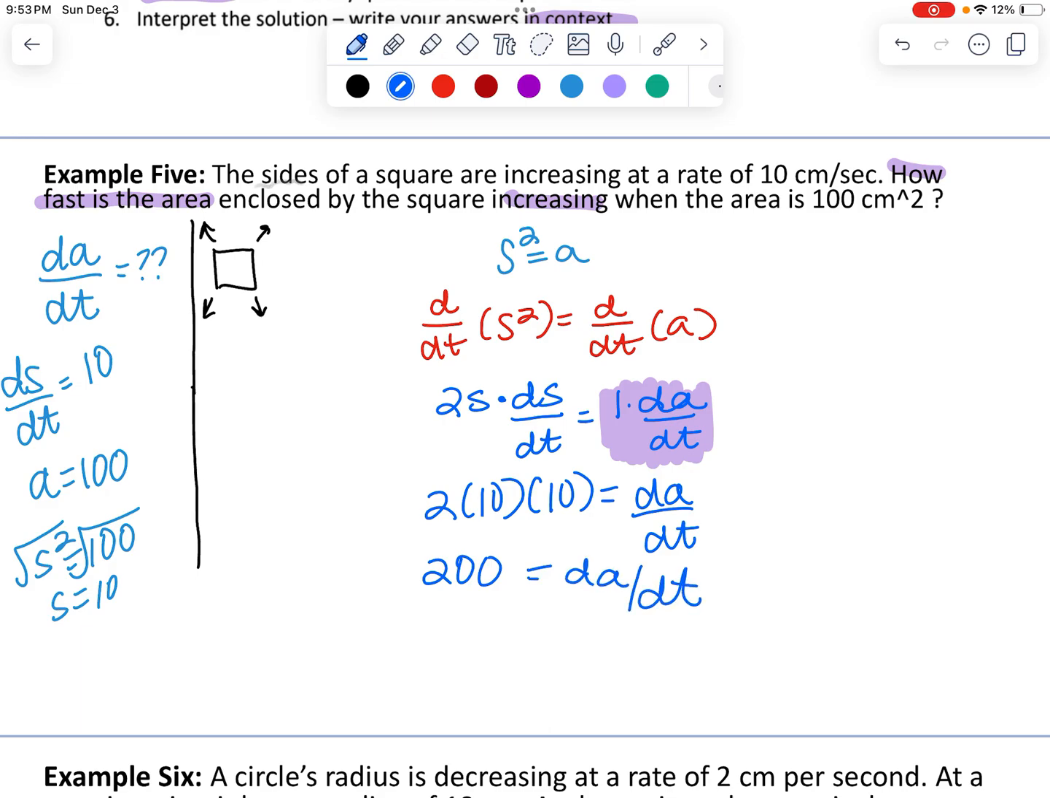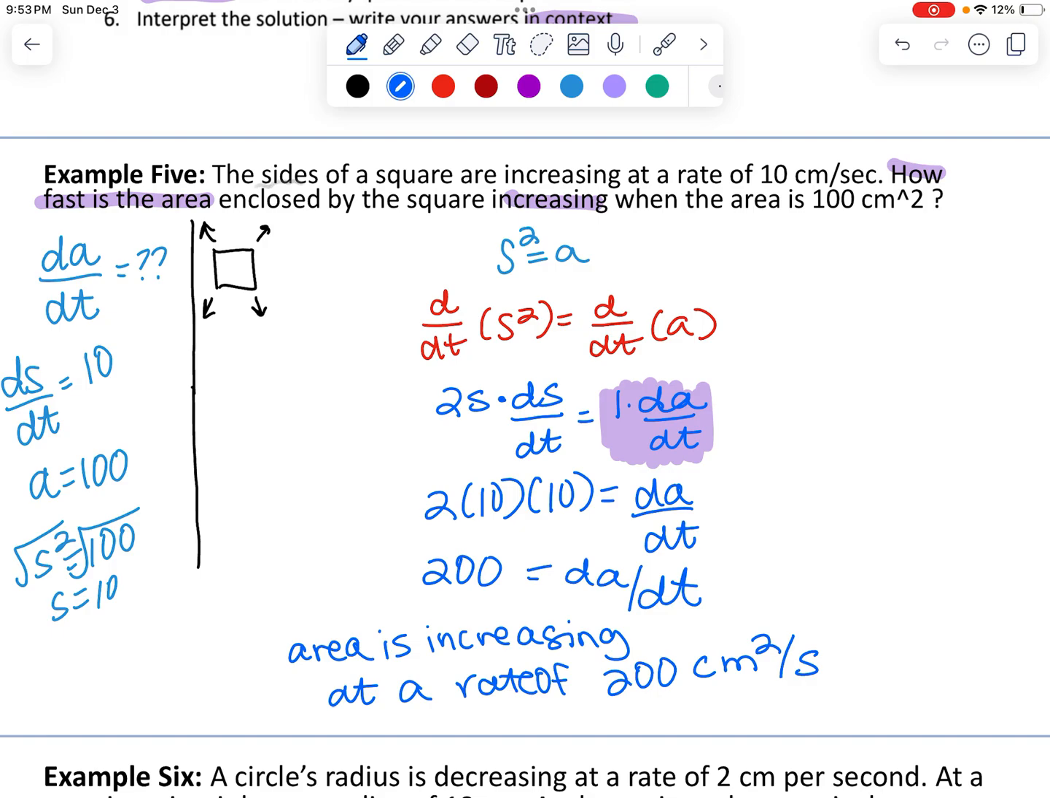And so the last step we need to do, after we substituted the values there, is to interpret the solution. Because this is the change in area over time, the area is increasing at a rate of 200 centimeters squared per second, and it's centimeters squared because area is squared. And that is our answer. So let's look at one more, maybe 2 more.